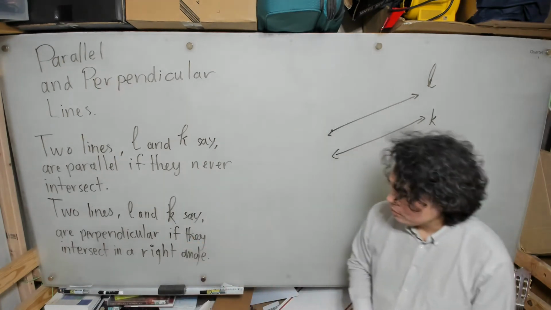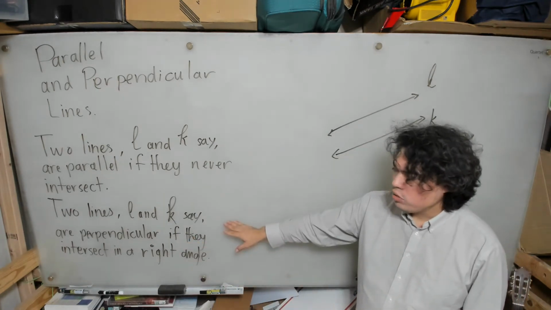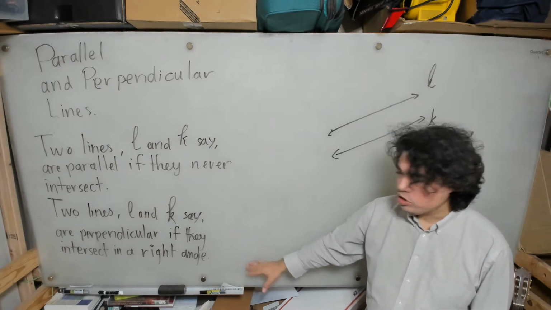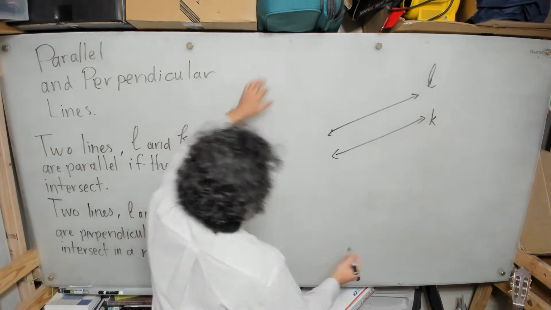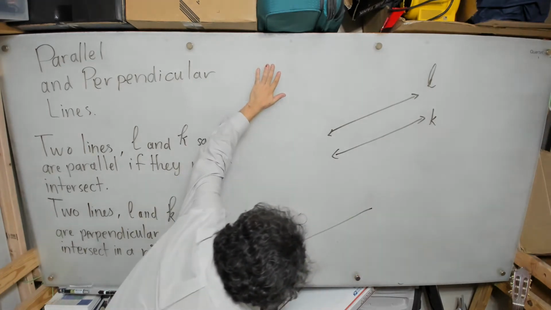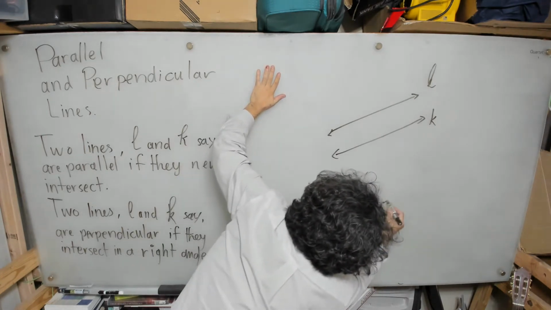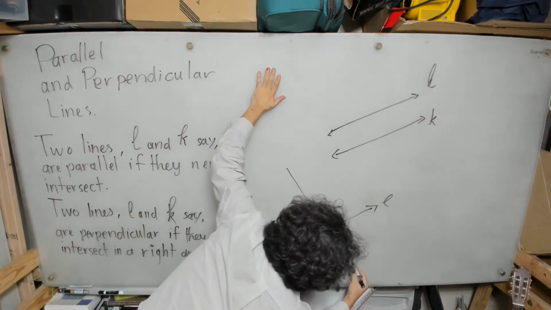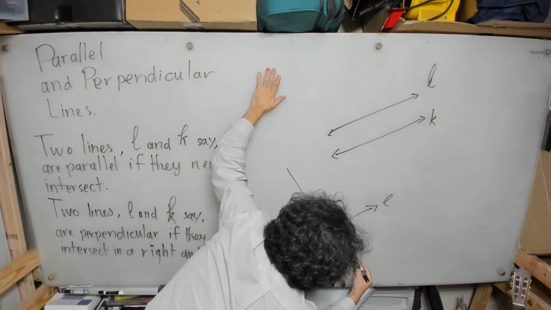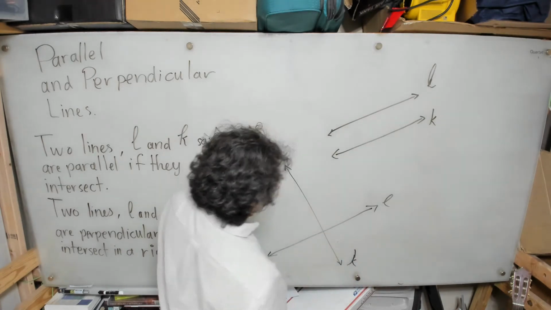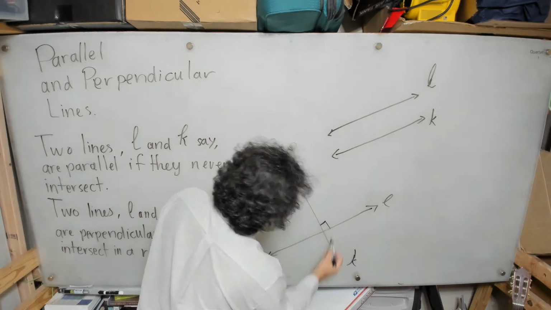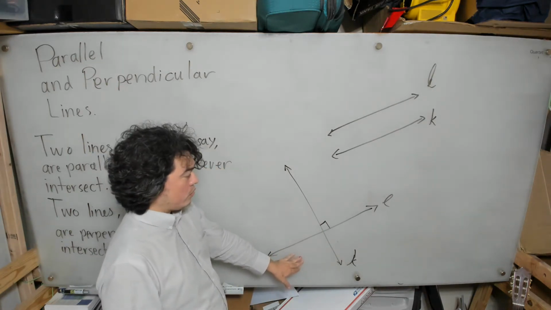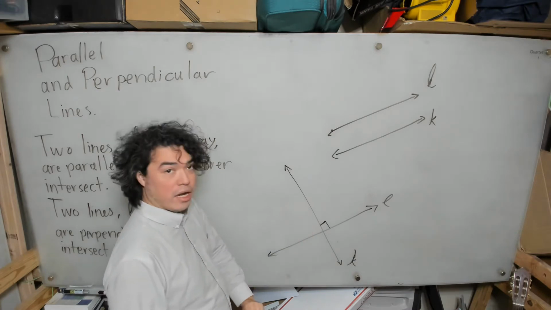Now, on the other hand, we also have the other characterization. Two lines, L and K, are perpendicular if they intersect in a right angle. So, for example, let's say this is my L, and let's say this is my line K. And what perpendicularity is, is that this is the case, that they intersect in a right angle.